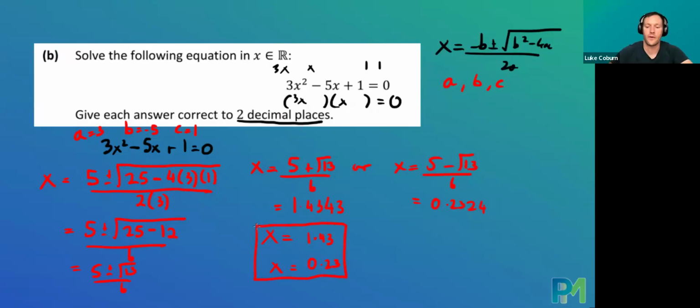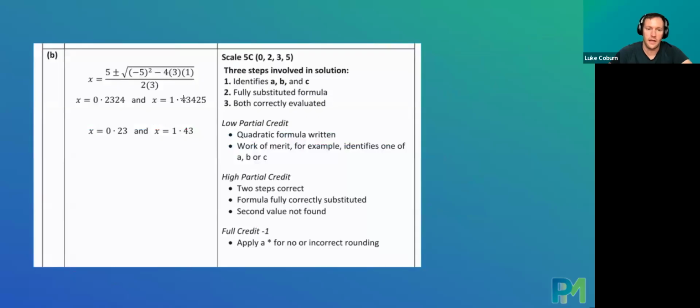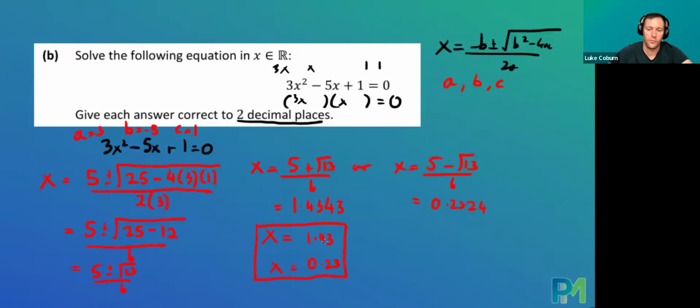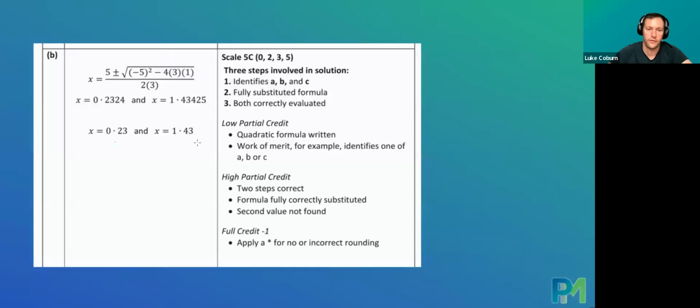Okay, now the question is finished, and let's have a look at the answers. So the answers are x is equal to 1.43 or x is equal to 0.23. So I've got the correct answers. And let's have a look at the marking scheme. So 0 marks, we don't write anything at all. 5 marks, we get right down to here. Now let's have a look at how to get the low partial grade or the high partial grade.